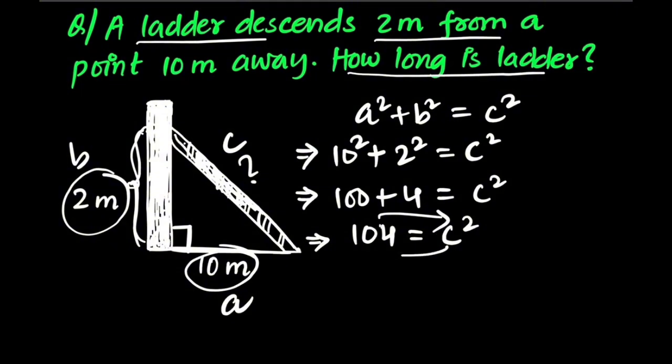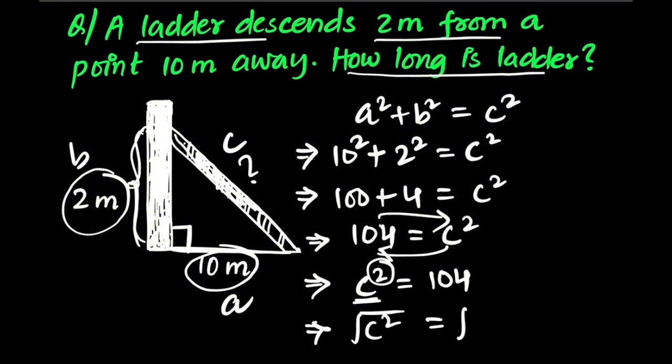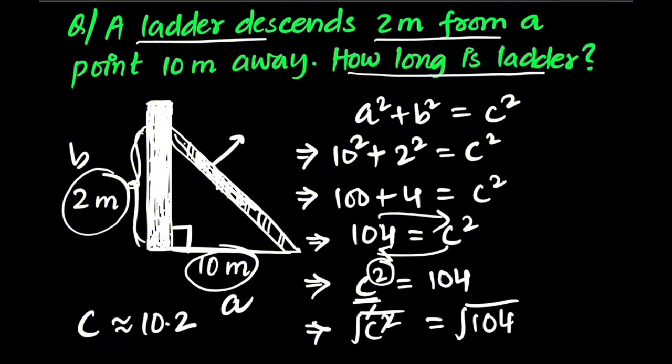100 plus 4 means 104 equals c squared. Now switch their positions to make c squared the subject of the equation. So c squared equals 104. Since we are just looking for the value of c, remove this exponent of 2 by taking the square root on both sides of the equation. So the square root of c squared equals the square root of 104. Exponent 2 and square root cancel out, which gives us c is approximately equal to the square root of 104, which is 10.2. So the length of this ladder is 10.2 meters.